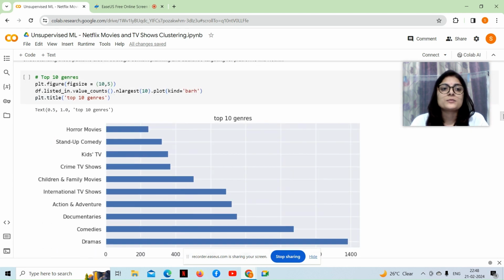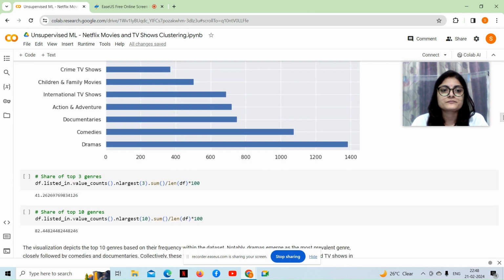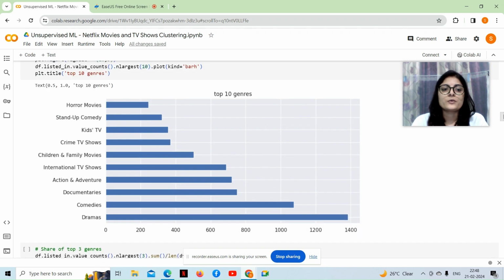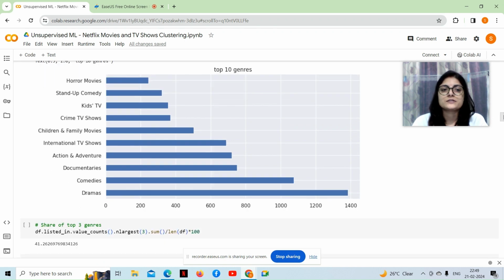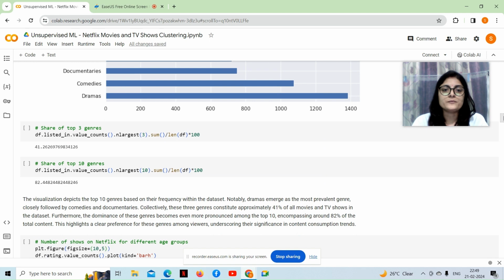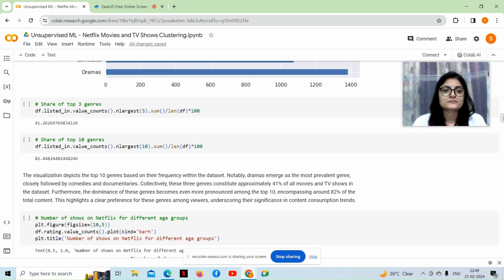Now, what are the top 10 genres? By looking at this horizontal bar graph, we can see the first is drama, followed by the comedies, then documentaries, and action and adventure. So, this visualization depicts the top 10 genres based on their frequency within the dataset.